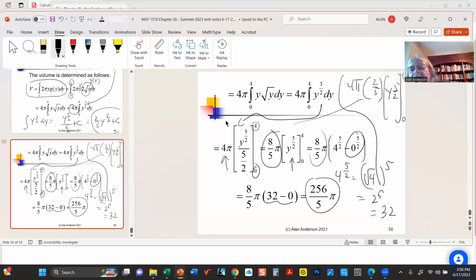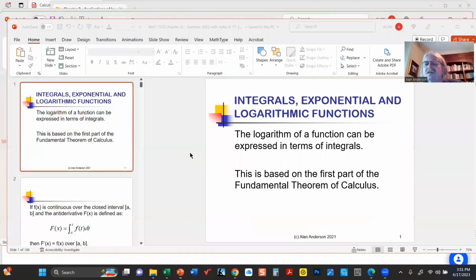What we're about to do next is very, very important in finance and economics and other business disciplines, because we're looking at integration over exponential and logarithmic functions. So that would be what we call part 2C. So this part is done. And so I'm going to open up 2C. We'll get as far as we can today, and we'll carry on with this tomorrow. This is not a huge section, but there's a lot of important material here.